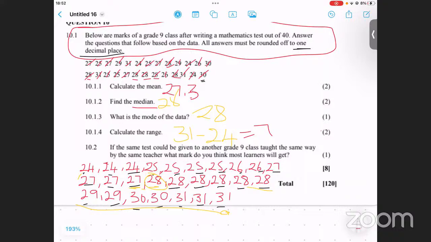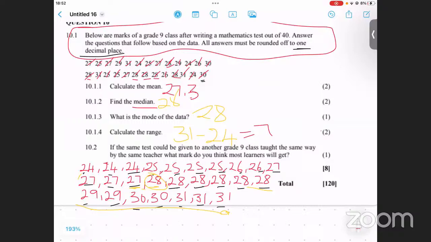Busisiwe, what do you think most learners will get from a different class taught by the same teacher, the same way? Ma'am, I think they will get 28. Nyaki, what do you think is going to be the answer? Ma'am, I also think it will be 28. Do you also think it's going to be a 28? Yes, ma'am.